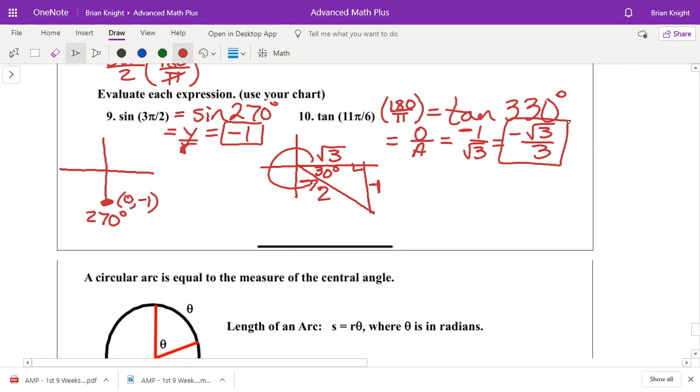You can find pretty much any angle like that, and just be prepared. Most of your angles will end up being 0, 30, 45, 60, or 90. Most of them. So, know them good.